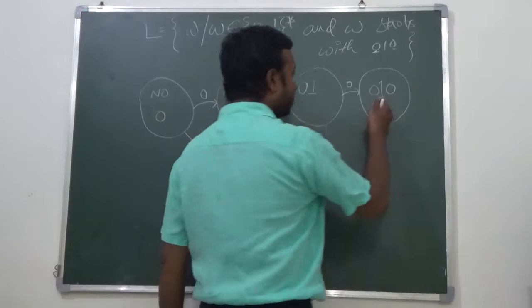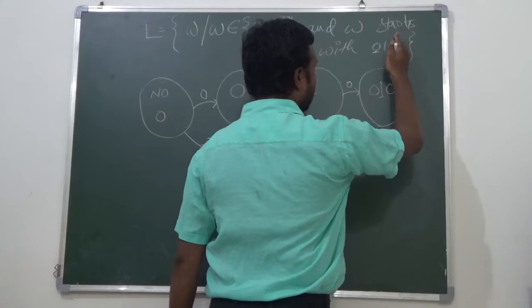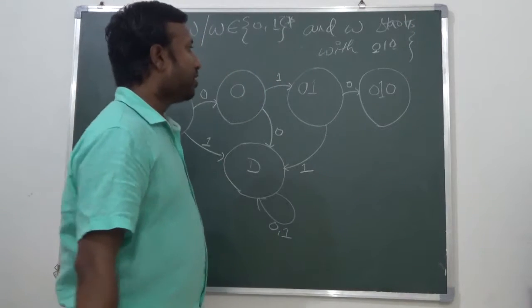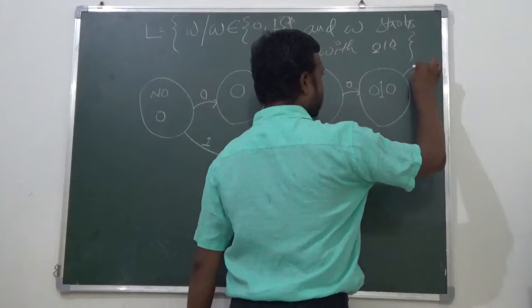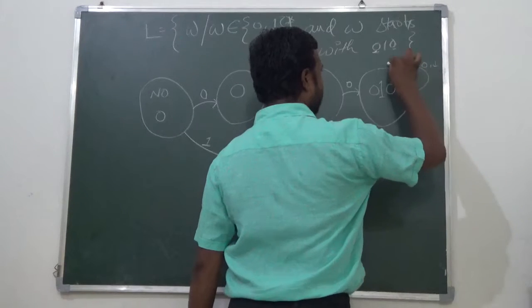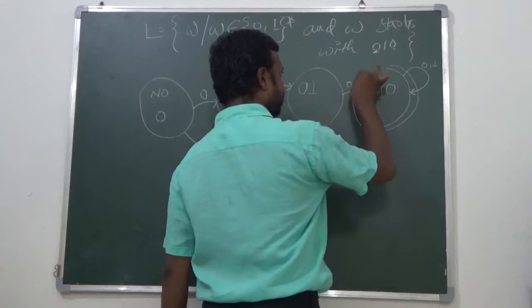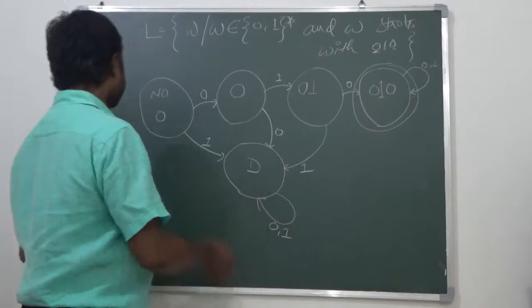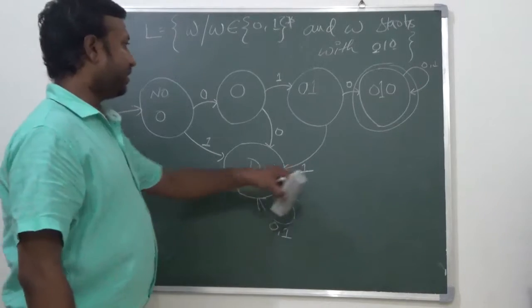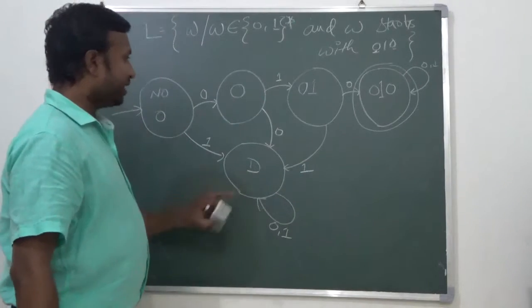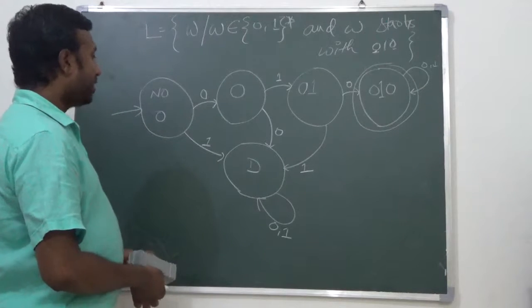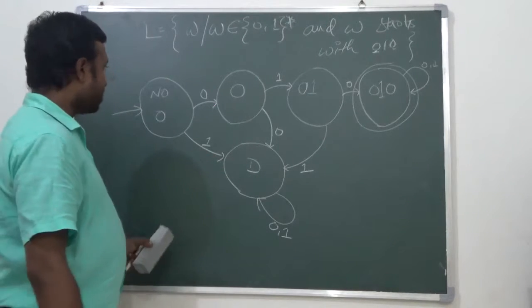But yes, after that there is no restriction. What will come after this third symbol? Whatever is coming after the third symbol is immaterial, we should accept it, right? So this is the start state, this is the final state, and this is the dead state, okay?